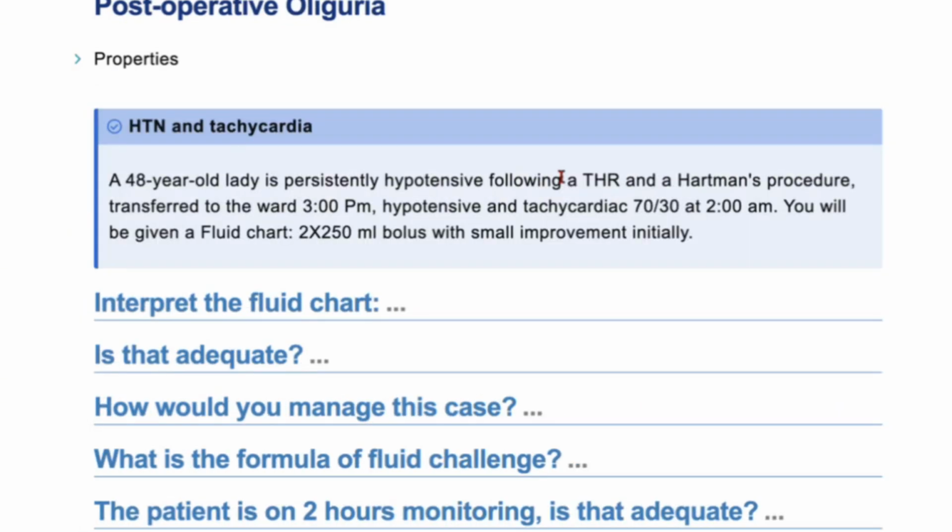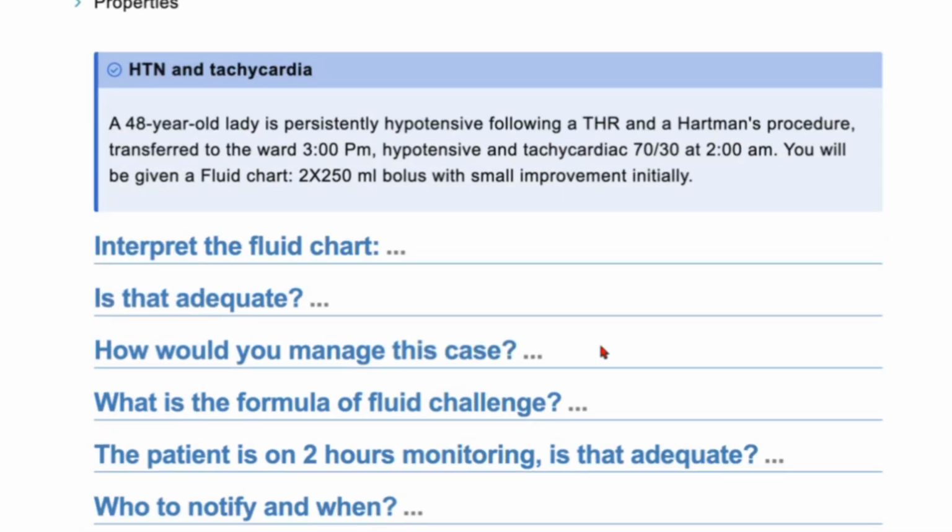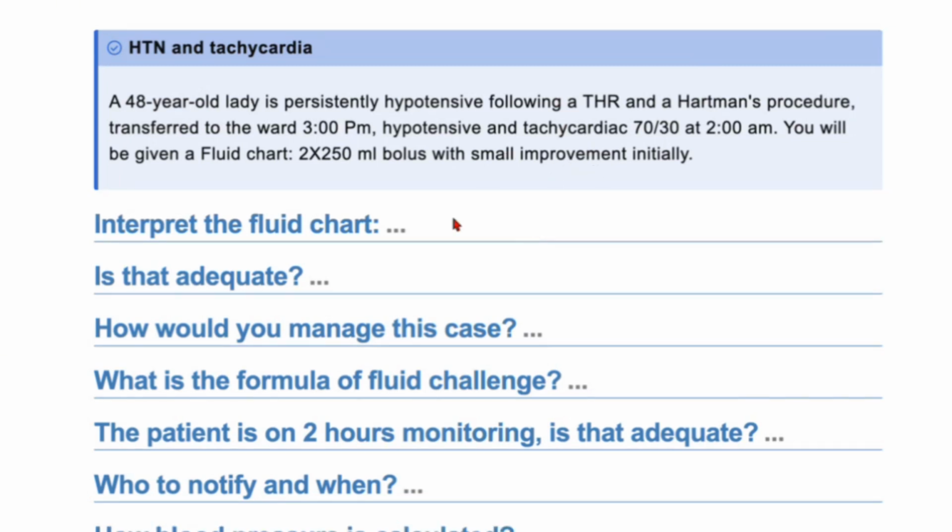All right. So you have a 48-year-old female patient, persistently hypotensive following a total hip replacement or a Hartmann procedure. Sometimes it comes as a Hartmann procedure. She was transferred to the ward at 3 p.m. She was hypotensive and tachycardic, with a blood pressure of 70/30. You will be given a fluid chart as well that will show you how much fluid the patient was given. This patient was given 2 boluses of 250 ml over 15 minutes with a very small improvement initially. You will be asked to interpret the fluid chart.